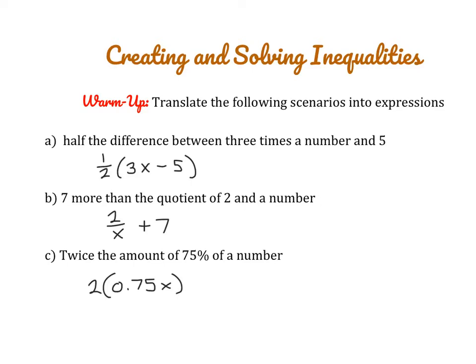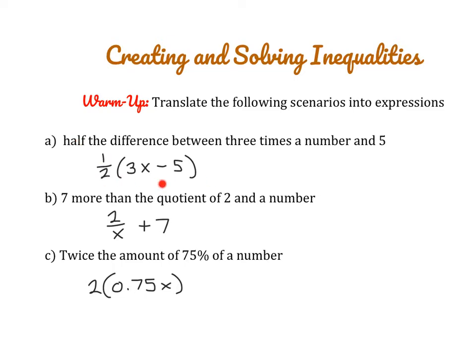Alright, so let's check our answers. So first, half the difference between 3 times a number and 5. So first, let's do the difference between 3 times a number and 5. Difference tells you to subtract. 3 times a number would be 3x and 5. So 3x minus 5, and then half of that, so you multiply by 1/2.